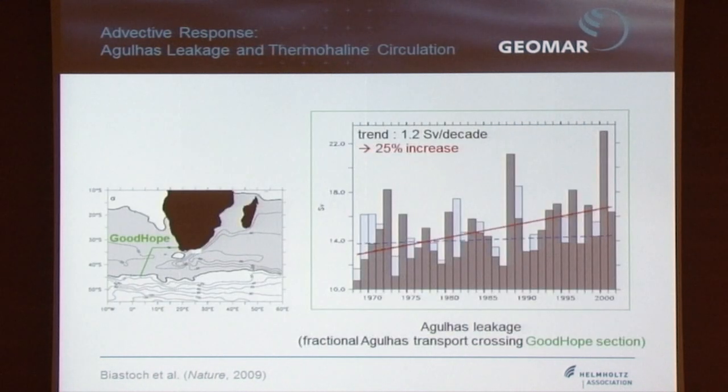And the effect is quite similar to what we've seen in the previous talk, an increase in Agulhas leakage. Despite the fact that we have a large variation from year to year here, between say 12 and up to 22 sverdrups, we have an increase of more than 1 sverdrup per decade. And if you remember the total transport, this is a rather 25% increase in Agulhas leakage from the 70s to the 2000s.